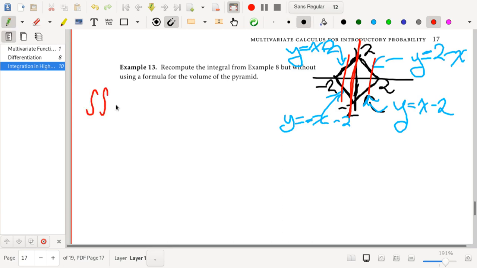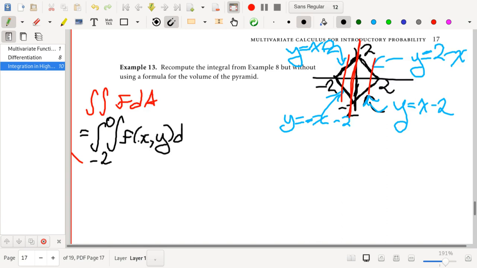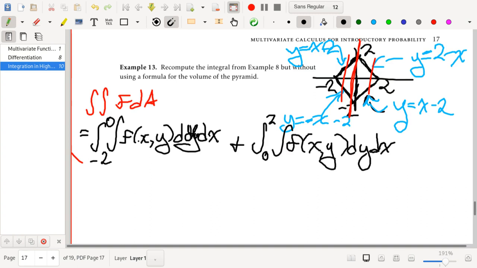So my integral of f over the region A is going to be an integral where x ranges from negative 2 to 0, f of x,y, dy dx, and then an integral where x ranges from 0 to 2, f of x,y, dy dx. In the first case, where x is ranging from negative 2 to 0, we're going to integrate from the line negative x minus 2 to x plus 2. And in the second integral, we're going to range from x minus 2 to 2 minus x.